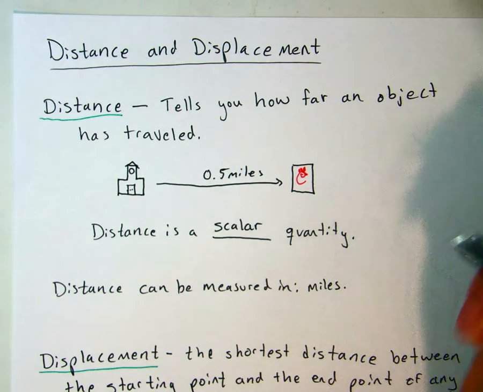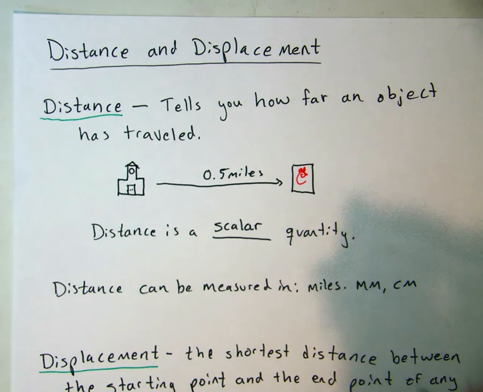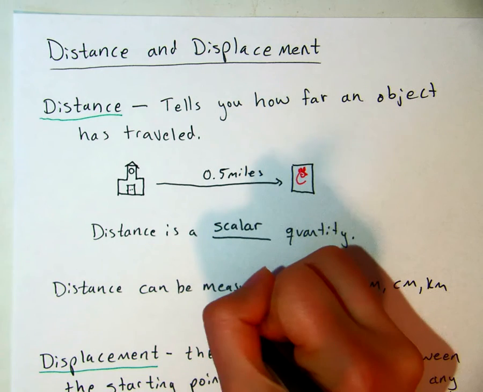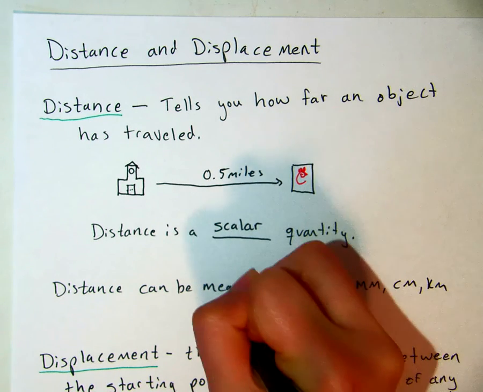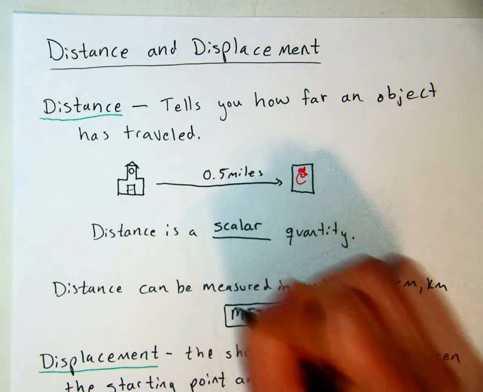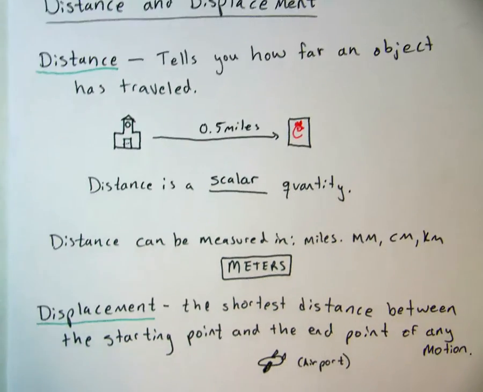In our physics course, you'll see things more like millimeters, centimeters, maybe even kilometers. But our ultimate goal is to get everything into meters. That is going to be our standard unit of measurement for distance. Okay, relatively simple. Displacement is also relatively simple, except we're going to add on one more component.